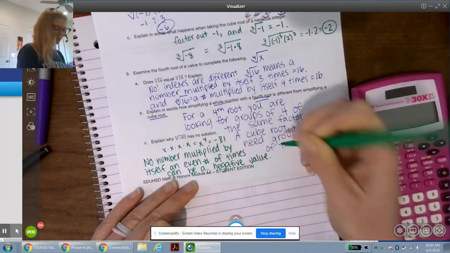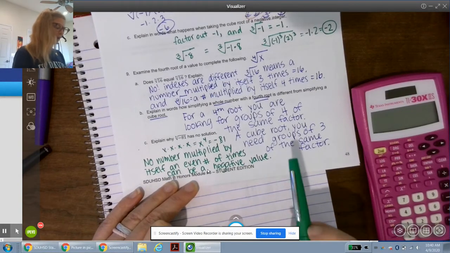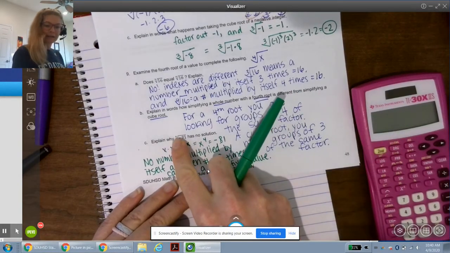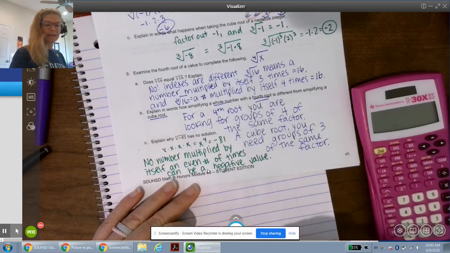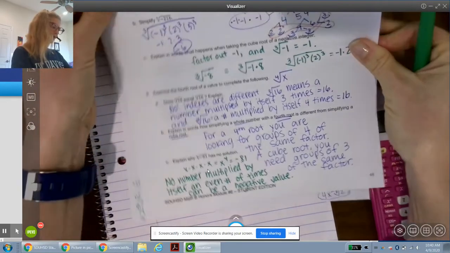And that's going to be really important to make sure you don't fall for any of those tricks. If I give you an even index and a negative number on the inside, there's no solution. Cool. Let's move on.